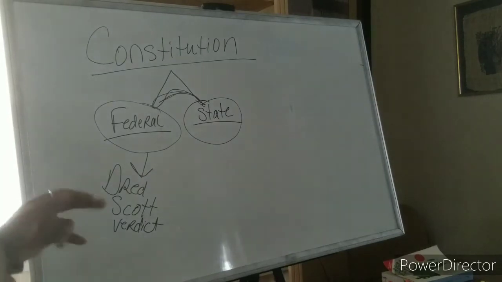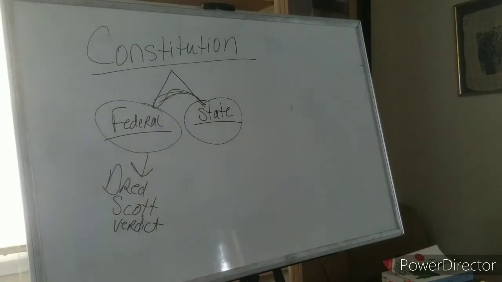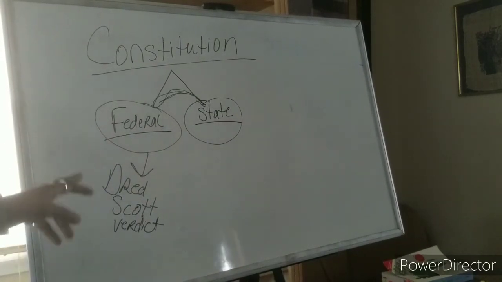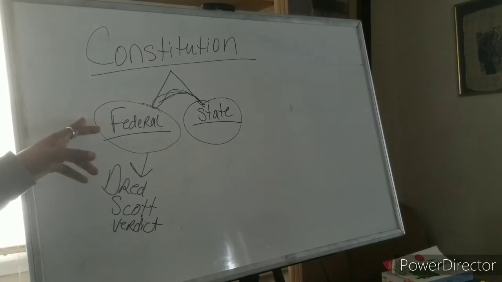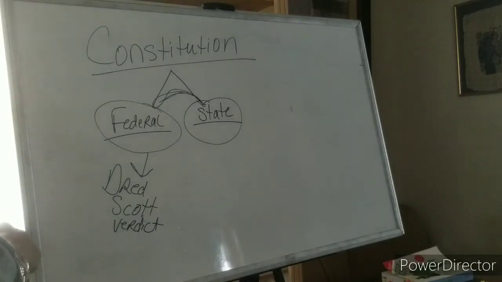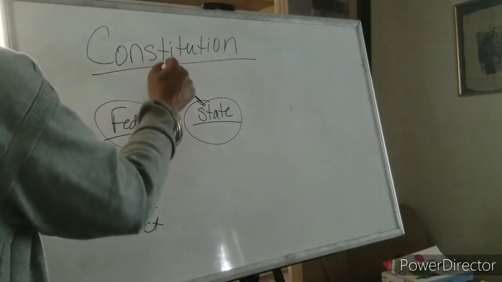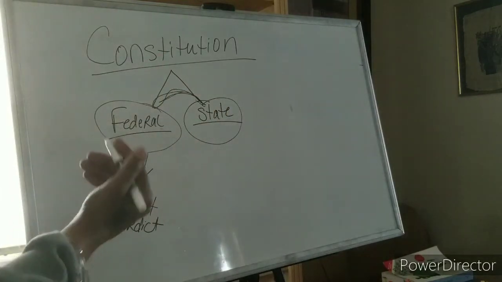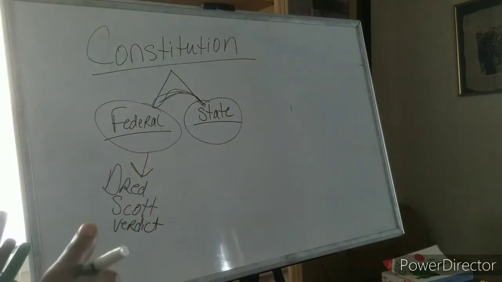Dred Scott verdict simply explains that people of color are not considered U.S. citizens, which means this does not include them. Again, quick lesson, not going into the details. So now, if the federal Constitution did not include people of color, does the state Constitution include it? Absolutely not.